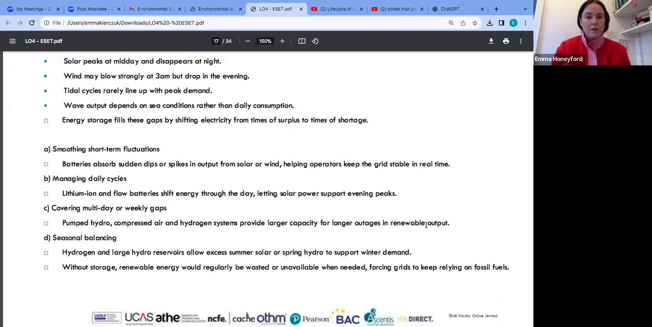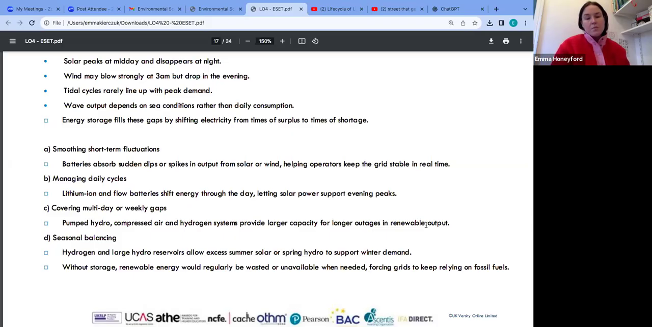Smoothing short-term fluctuations: batteries can absorb sudden dips or spikes in output from solar or wind, helping operators to keep the grid stable in real time. Managing daily cycles: there are different types of batteries, lithium being one of them, and this allows battery flow to shift energy through the day, letting solar power support evening peaks. And then covering multi-day or weekly gaps: pumped hydro, compressed air and hydrogen systems provide large capacity for longer outages in renewable output. And then we have seasonal balancing.